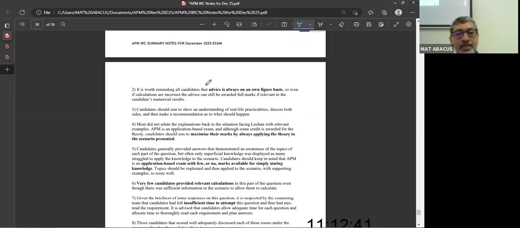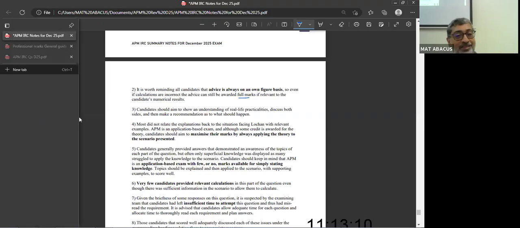It is worth reminding all candidates that advice is always on an own figure basis. So even if calculations are incorrect, the advice can still be awarded full marks if relevant to the candidate's numerical results. So do not hesitate to write your comments, even when every single part of your body is telling you the final number is wrong, still you make your comment. You have to overcome. Don't be emotional in the exam.